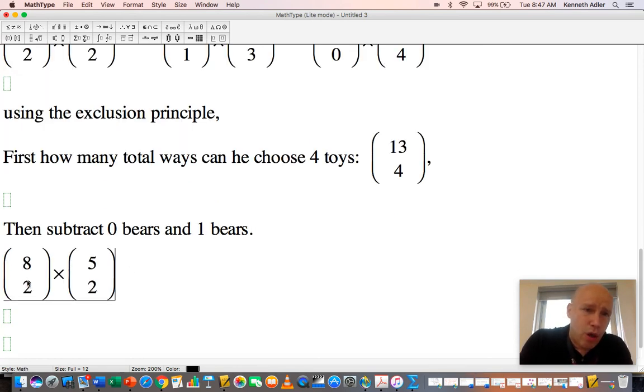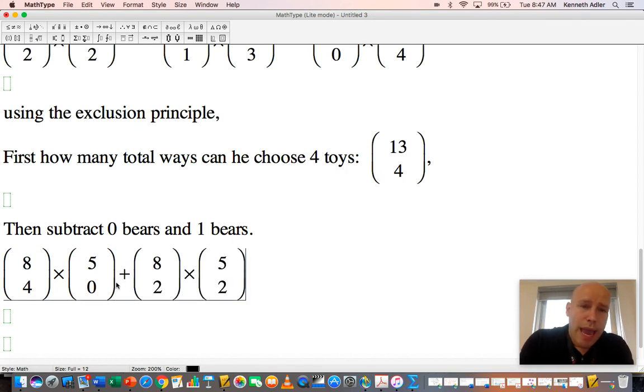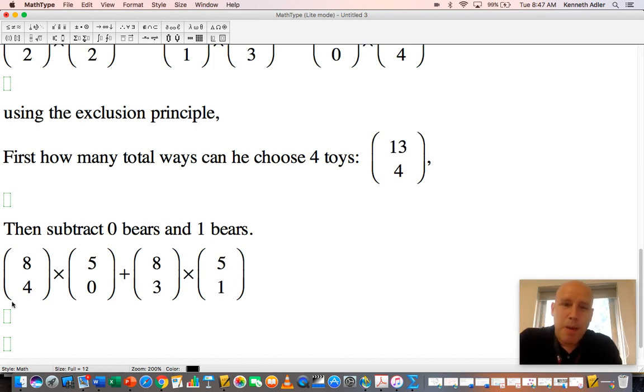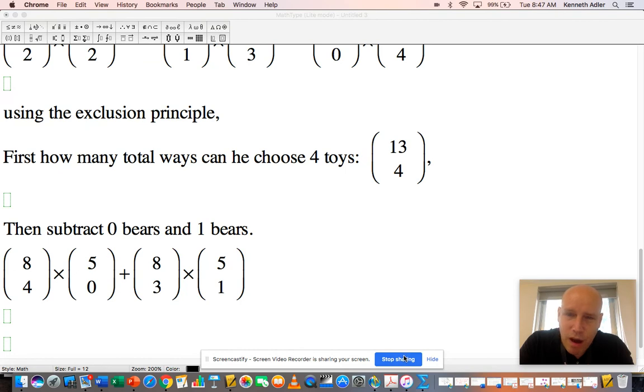The 0 bears would be 8 choose 4, 5 choose 0, or 8 choose 3, 5 choose 1. So you can take the 8 choose 4 times the 5 choose 0 plus the 8 choose 3 times the 5 choose 1 and subtract that from 13 choose 4. The idea is you decide what makes your life easier. I think that's it. Work on 1E.